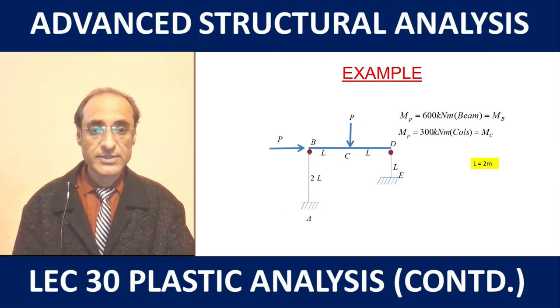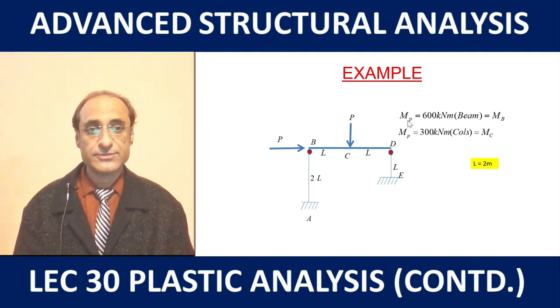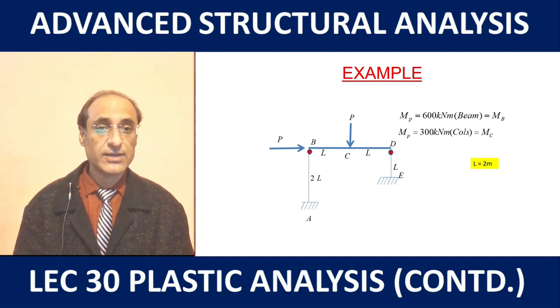Now we solve another example. This example is a bit different. Here we have different moment capacities for the beam and the columns. The beam has double the moment capacity as compared to the column. So this is like a strong beam, weak column structure. Of course, we can have the other option, that is, strong column, weak beam.